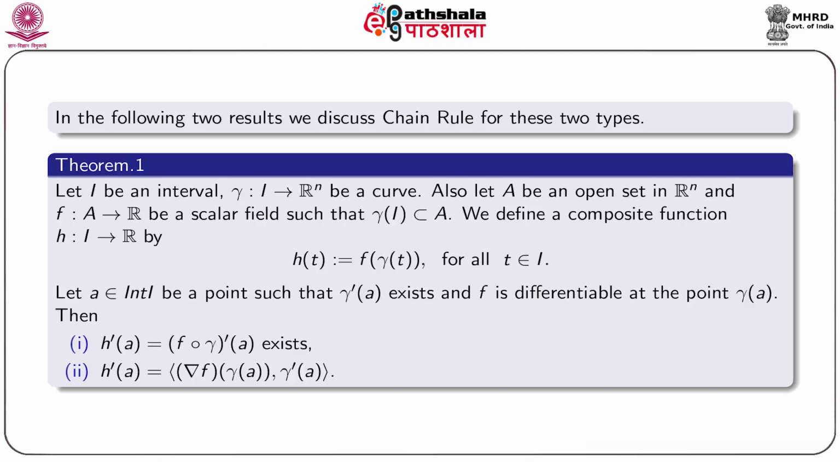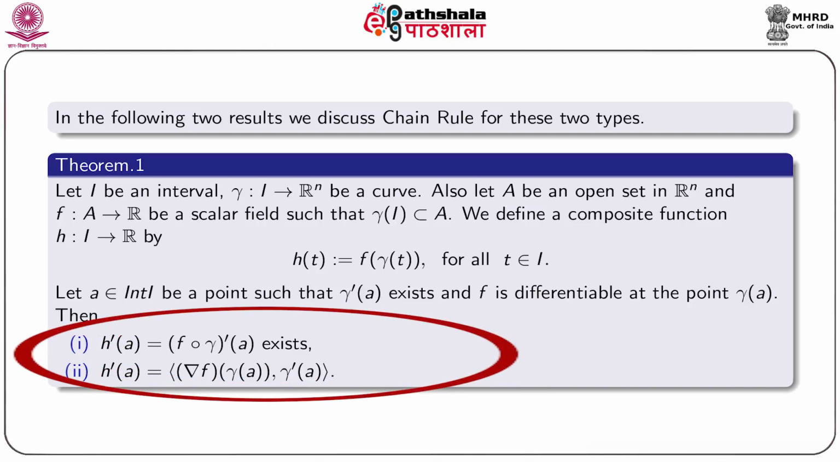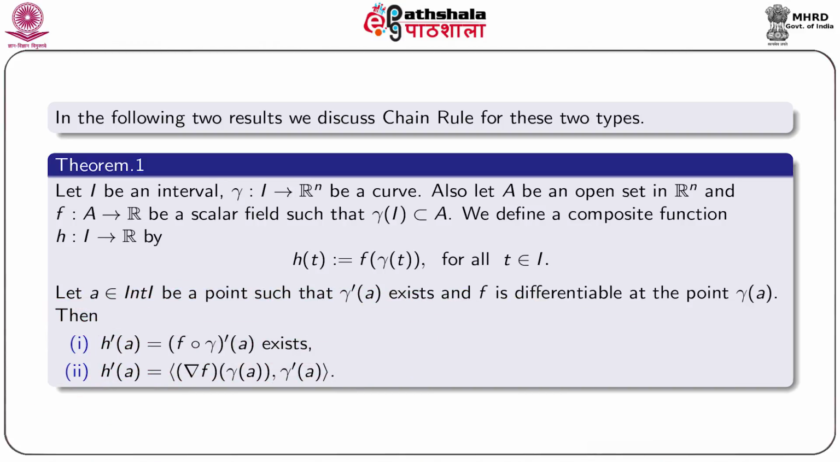Let a be an interior point of the interval I such that gamma dash a exists and f is differentiable at the point gamma a. Then h is differentiable at a, that is h dash a equal to f compose gamma dash a exists. Next, if we consider h dash a as a real number, then we have h dash a equals the inner product of grad f at gamma a and gamma dash a.